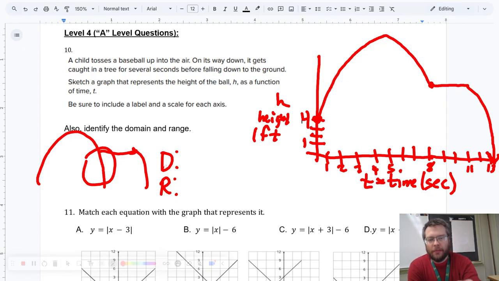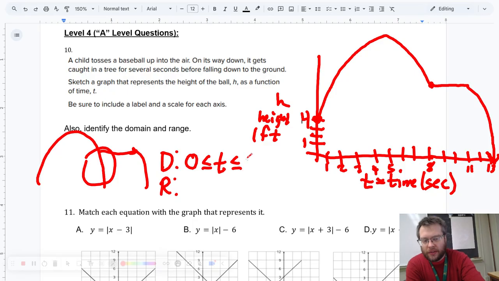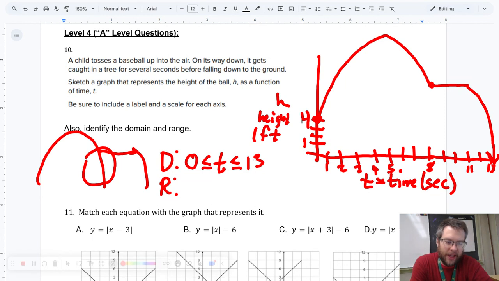So the domain here is all the possible times that are between 0 and 13. I used the letter t because that's how I labeled my x-axis. If you want to use the letter x, I'm not going to knock off any points. If you want to write out the sentence, all the numbers between 0 and 13, that's also okay. The range is all the possible y values. Here I'm talking about h.